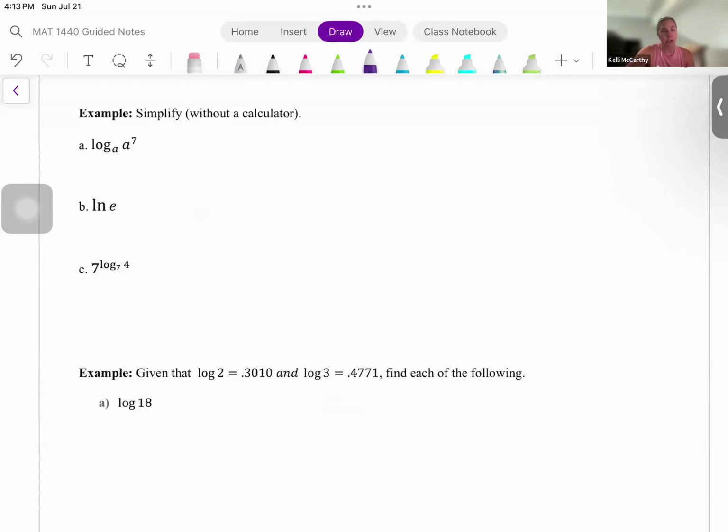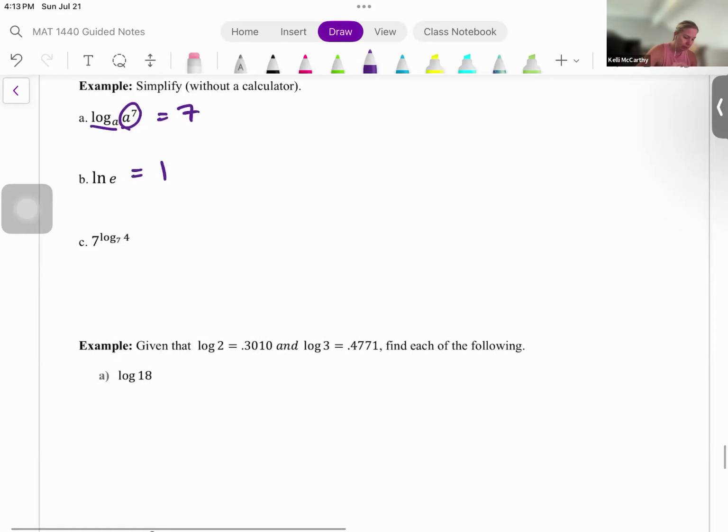Practice using some of those other properties. Log base a of a to the 7th power. This is just 7. Because this exponential term a to the 7 and this log of base a, because those bases are the same, they are undoing one another. The natural log of e is 1 because the base of our natural log is e. So this is asking e to what power is e? E to the first power is e.